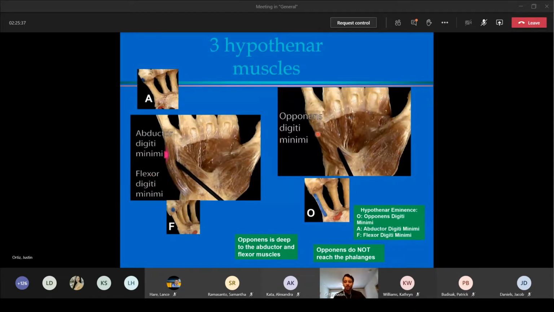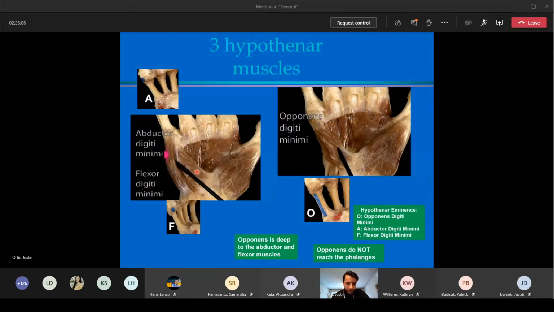So this would be the opponens right here. A good note, if he does put these images on the exam, is that the opponens do not reach the phalanges, right? So if you see that the origin and the insertion doesn't reach the phalanges, because this is the metacarpal, then you know they're talking about the opponens, right? Because all the other ones in the thenar and hypothenar eminence will reach the phalanges, like this one right here. This is part of the phalange. So I wrote a little note for that just to help you out.